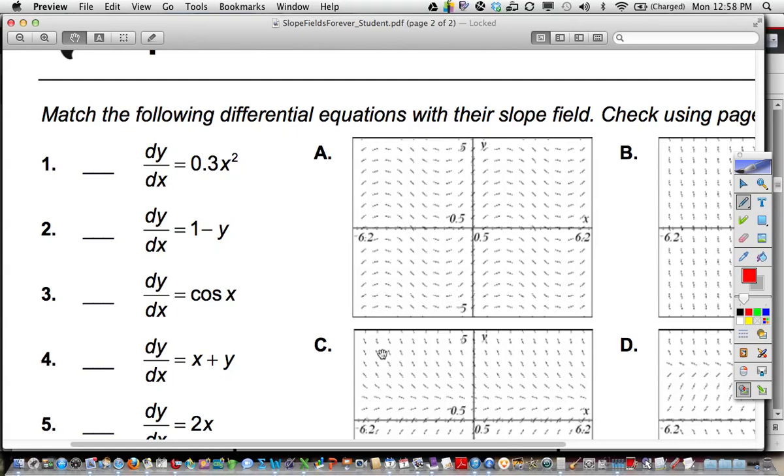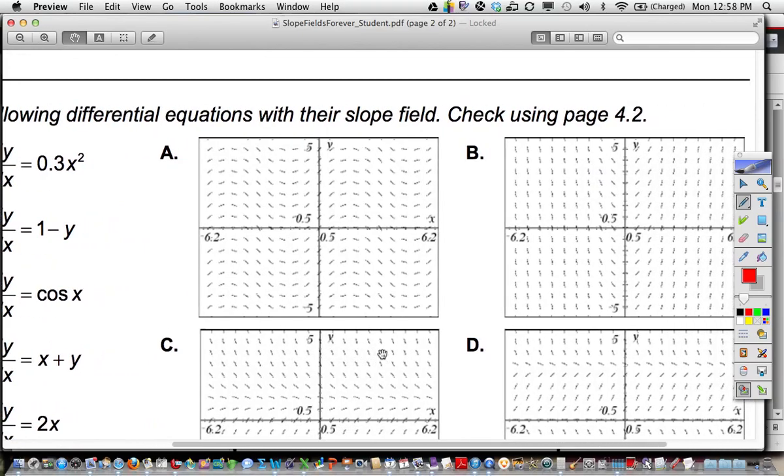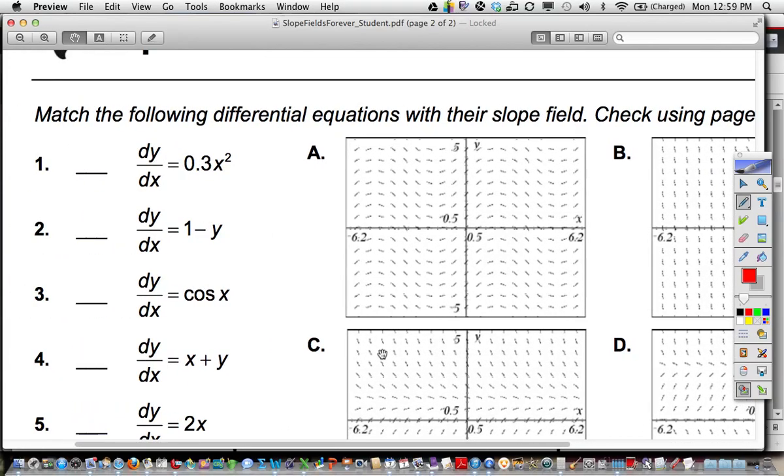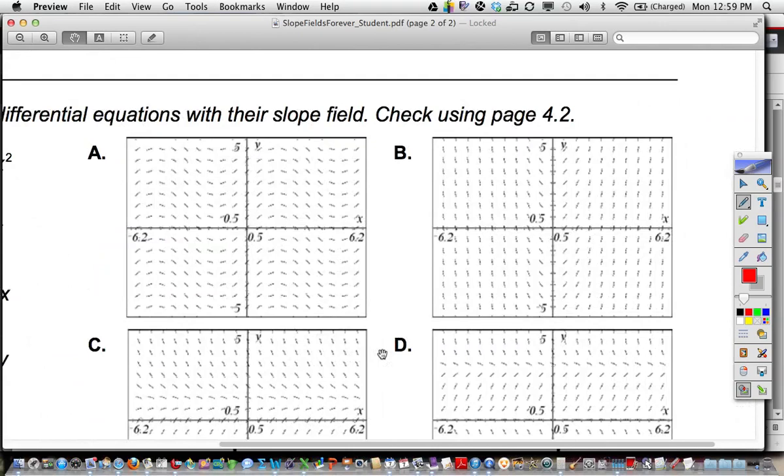How can I match a correct slope field with its differential equation? Would it be easier to just look at this equation here and then find the slope field that goes with it? Or would it be easier to look at the slope fields first? I typically look at the slope field and then try to narrow it down by process of elimination. Let's look at B here.